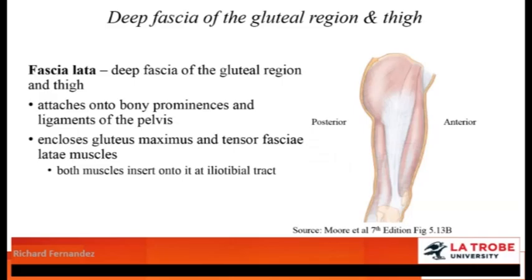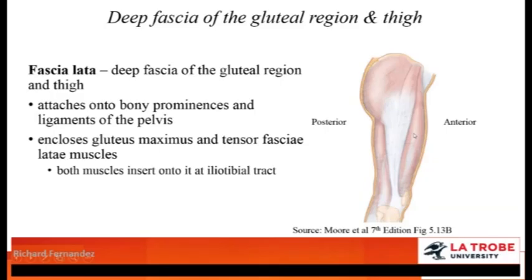Deep to adipose, we have deep fascia. The deep fascia is the continuation of the deep fascia of the thigh, so called the fascia lata. This fascia lata encircles the thigh and extends superiorly to cover the gluteal region, a lot like a pantyhose would cover the thigh and gluteal region. This deep fascia, or fascia lata, attaches to bony prominences in the gluteal region and also encloses the gluteus maximus and tensor fasciae lata muscles.